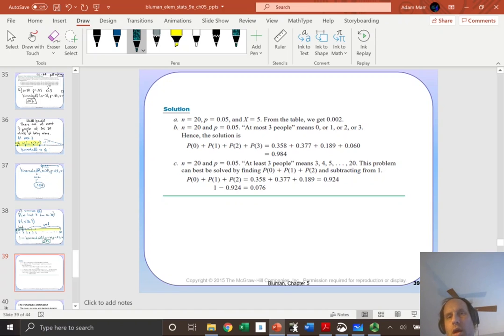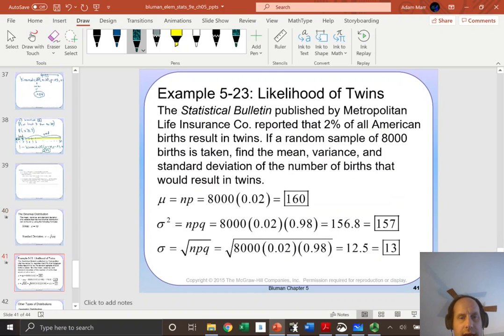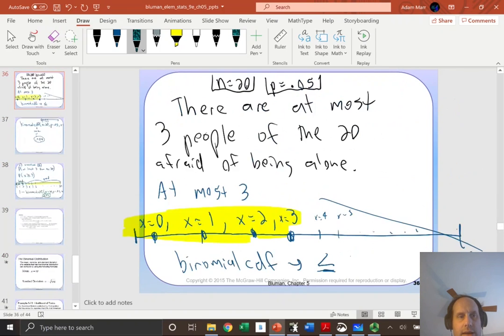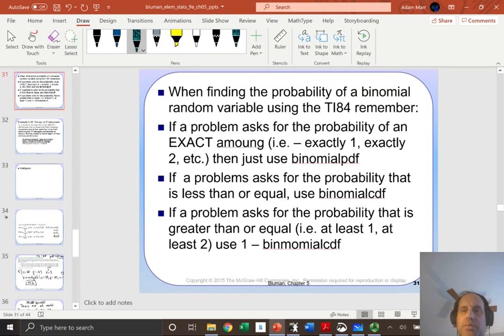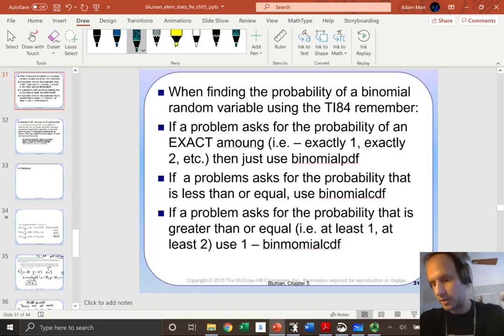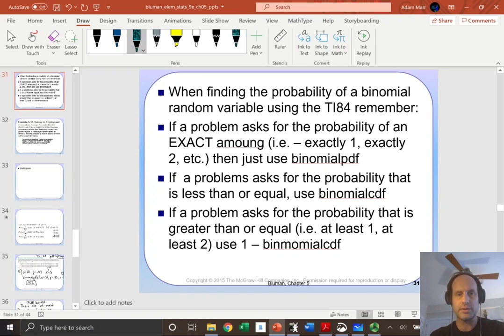Just to sum it all up, guys, I made a slide summing this up. When finding the probability of a binomial random variable using the TI-84, remember, if the problem asks for the probability of an exact amount, exactly 1, exactly 2, then use Binomial Pdf. If it asks for the probability that is less than or equal to, use Binomial Cdf. And if the problem asks for the probability that is greater than or equal to, at least 1, at least 2, etc., use 1 minus Binomial Cdf.